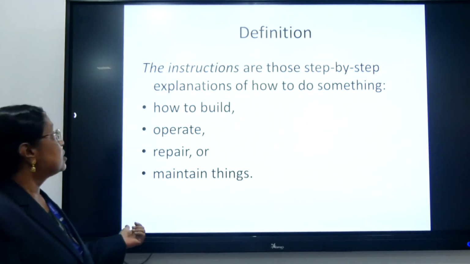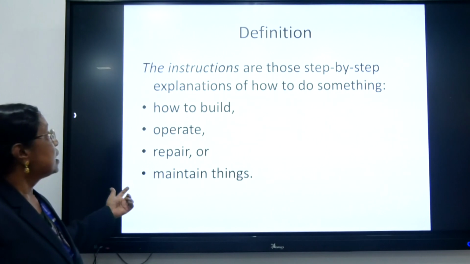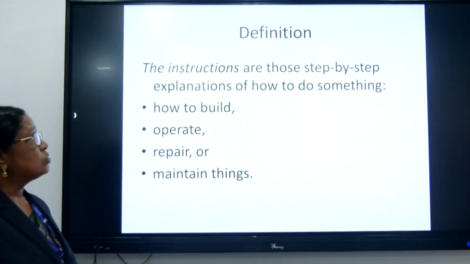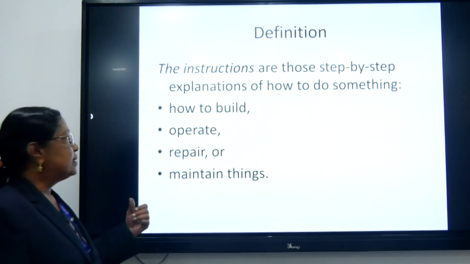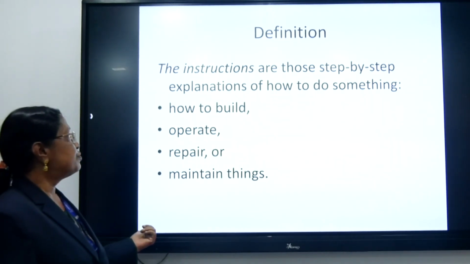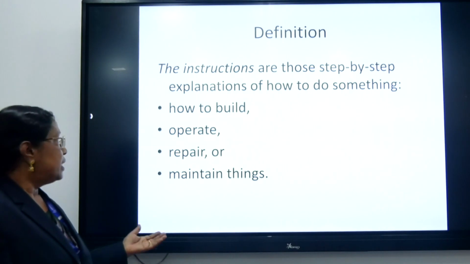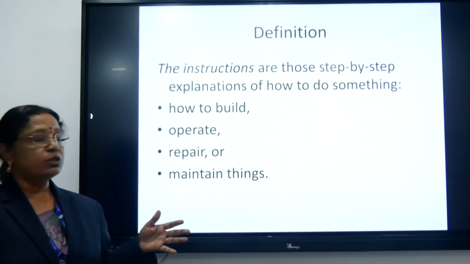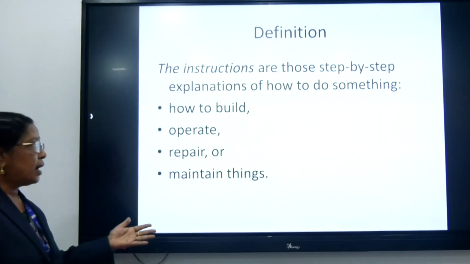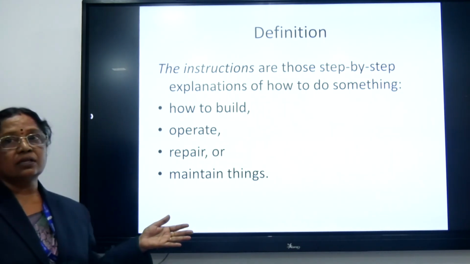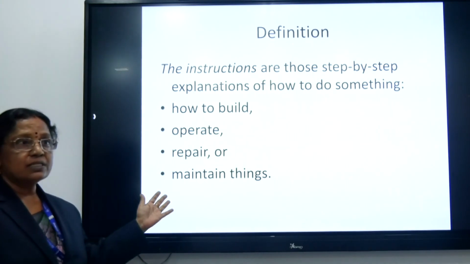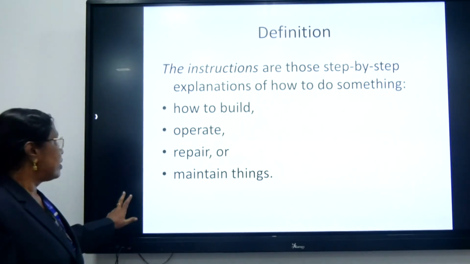The definition of instructions is that they are step-by-step explanations of how to do something. This can be written for how to build a building, how to operate a machine, how to repair, how to solve a problem, and how to maintain things. These are all the places which need instruction writing.